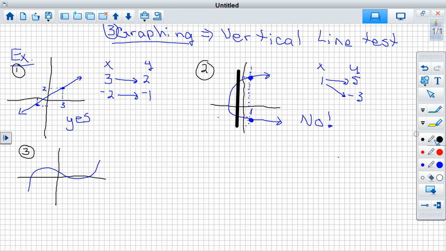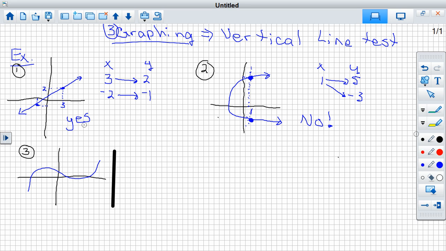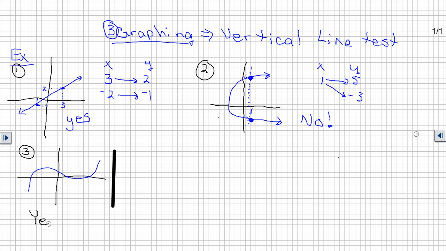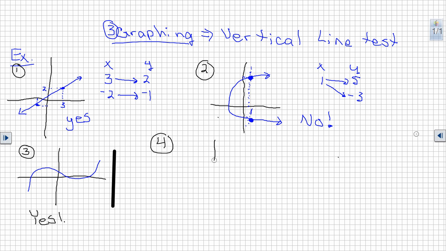Alright, so let's go back and do the vertical line test to see if it's a function or not. Okay, touches it once. I'm good. That line is only touching the black vertical line once. So yes, that's a function. Let's do another one. Let's try that again. I should use the line tool, huh? Or just be able to do a straight line. So there's one, there's another.